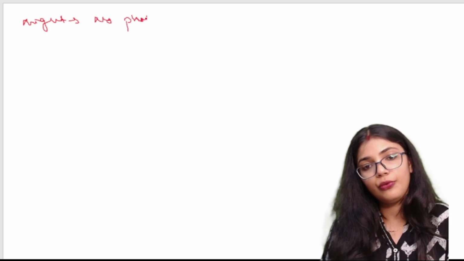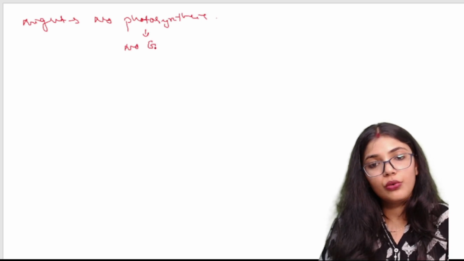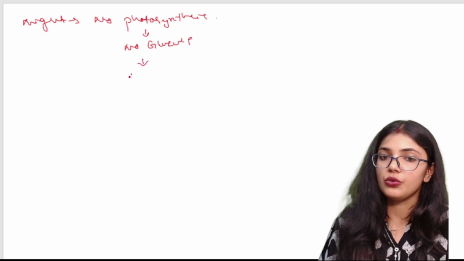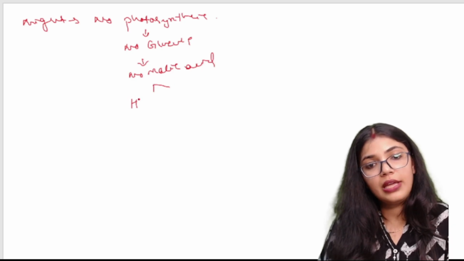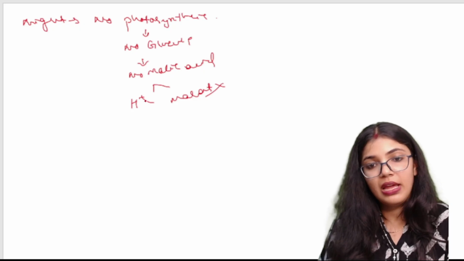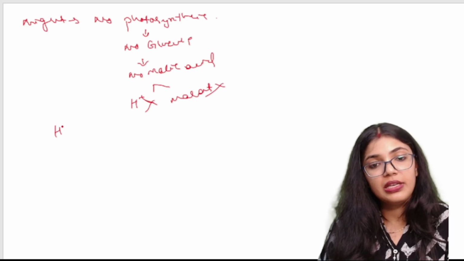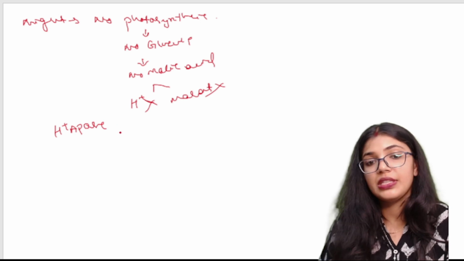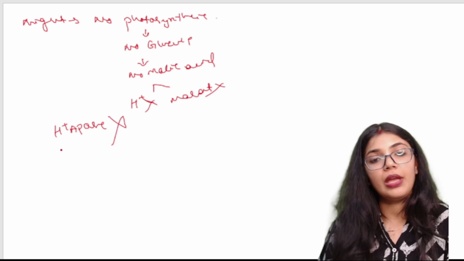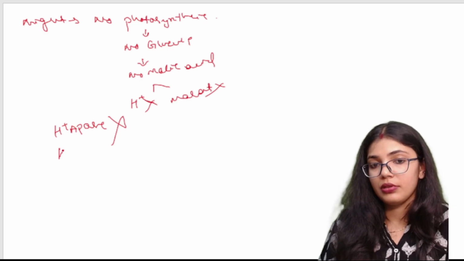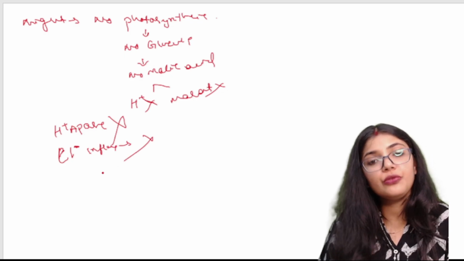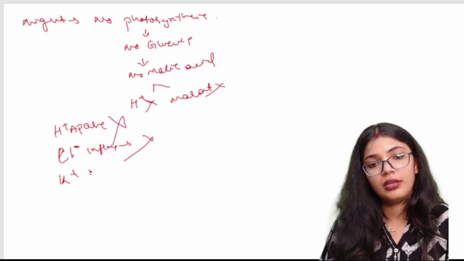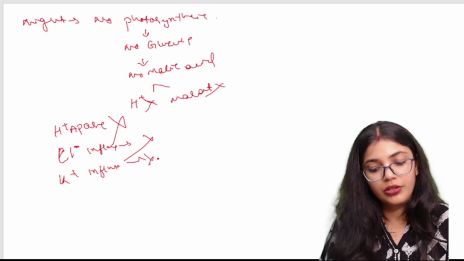there is no photosynthesis taking place, so no glucose is present. As there is no glucose, there is no malic acid. As there is no malic acid, there is no H plus or malate, so it does not require the H plus ATPase pump. This H plus ATPase pump is blocked. The K plus and chloride influx channels are also blocked.